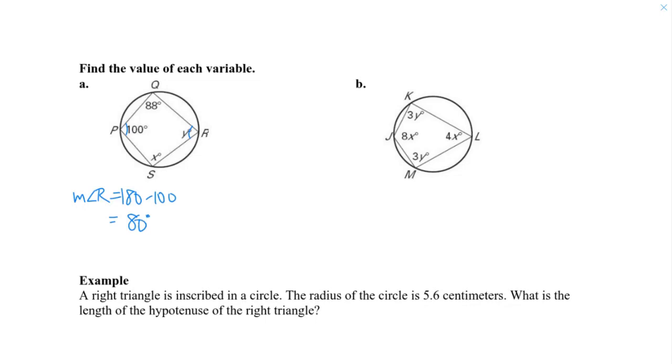And then to find angle S, I could do it two different ways. Since I know three of the angles in that quadrilateral, I could use the fact that they all add up to 360 and subtract, or I could use the fact that those opposite angles must be supplementary, like we just did. So I know that the measure of angle Q is going to have to be 180 minus 88, which would give us a value of 92 degrees.